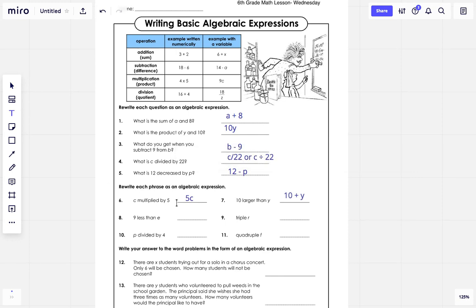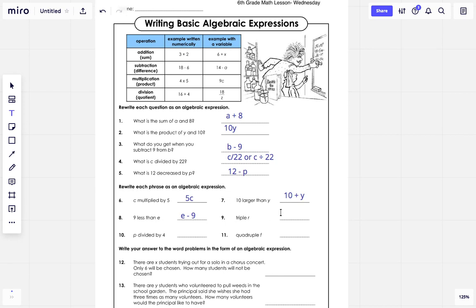And again, subtraction is a little bit tricky, so we have to really pay attention to the wording. 9 less than e. So we have e minus 9 would give us 9 less than e. Now remember that e minus 9 is not the same expression as 9 minus e. Remember that with division and with subtraction, order matters. Matters what order we put our numbers in.